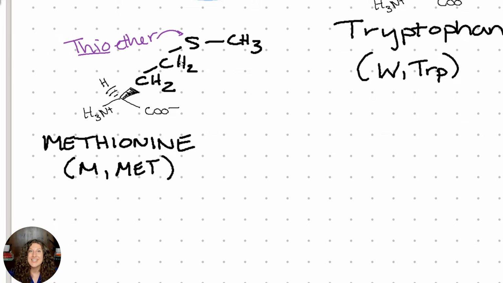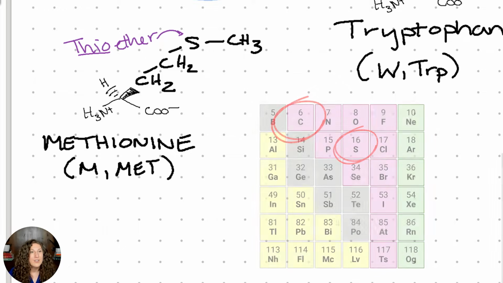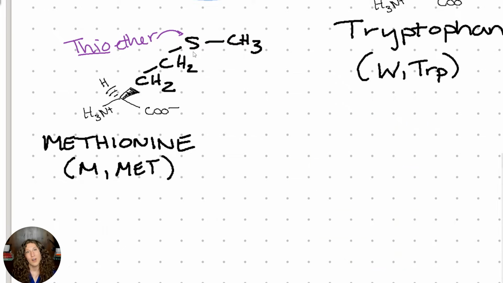What's interesting is that sulfur, by being one row down, actually has almost exactly the same electronegativity as carbon, around 2.5. So these are considered incredibly nonpolar bonds. So methionine is another nonpolar hydrophobic amino acid. It just has a thioether. It's got another atom instead of carbon, but with a similar electronegativity.